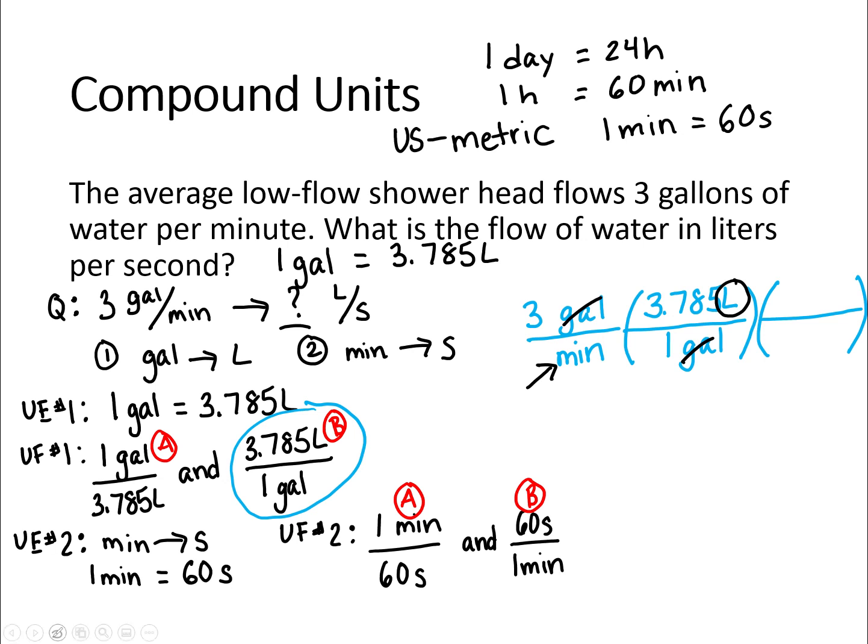Yeah, we have to use A because we're trying to get rid of the minutes. And if we have something on the bottom that we're trying to get rid of, we have to put that same unit in the top. So we're not canceling out liters.